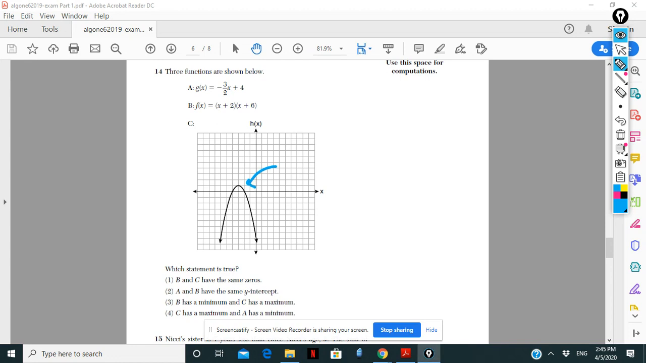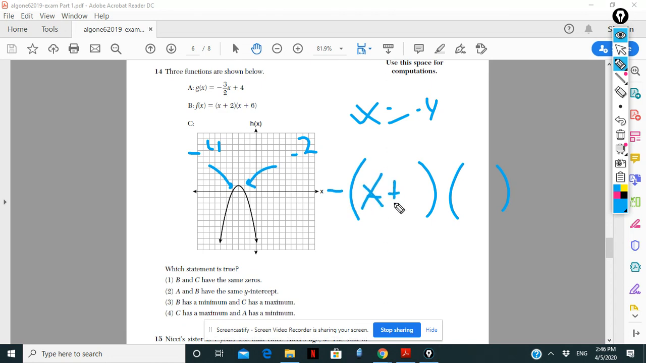This equation's zeros are negative 2 and negative 4. So this equation is almost like negative, and open two parentheses. We said x equal to negative 4, so that's x plus 4. And we said x equal to negative 2, that's x plus 2.